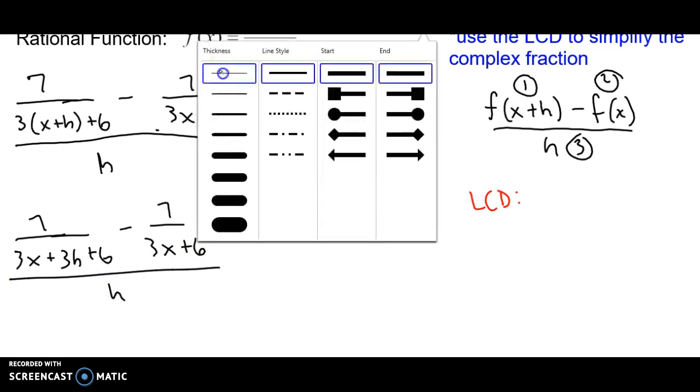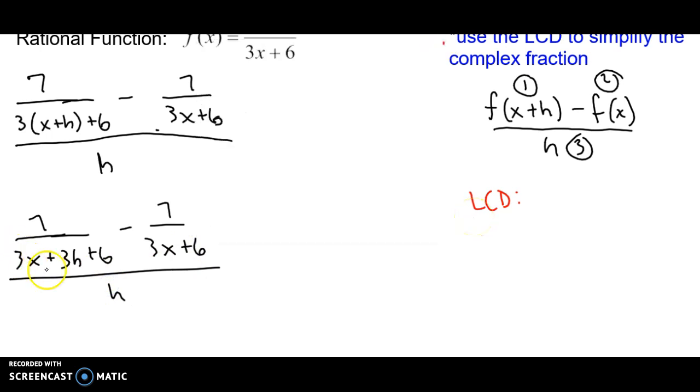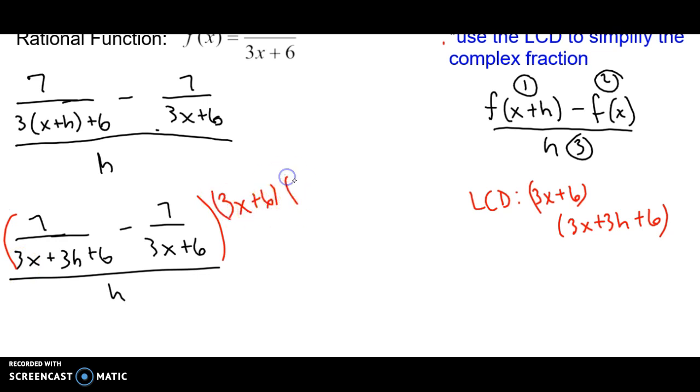So my LCD for this problem would be everything that's in my denominator. I'd have 3x plus 6 as one part of my LCD, and I'd also have 3x plus 3h plus 6. So I'm going to multiply the entire top by 3x plus 6 and 3x plus 3h plus 6. And I'm also going to do that to my denominator. So it'll get multiplied by 3x plus 6 times 3x plus 3h plus 6.